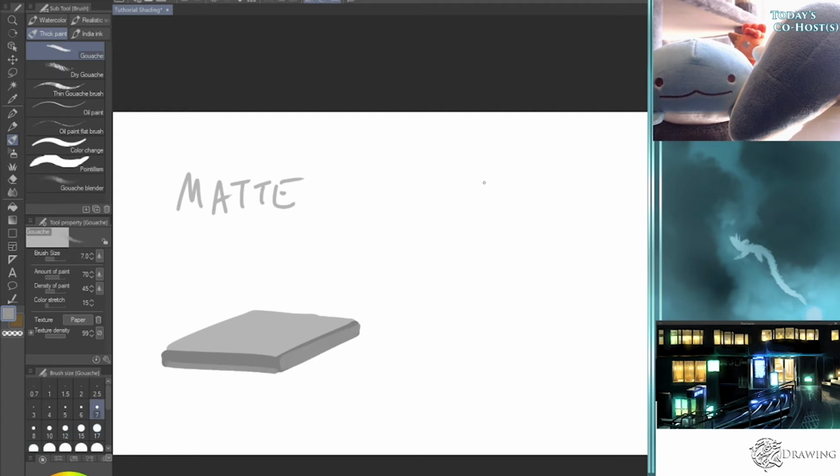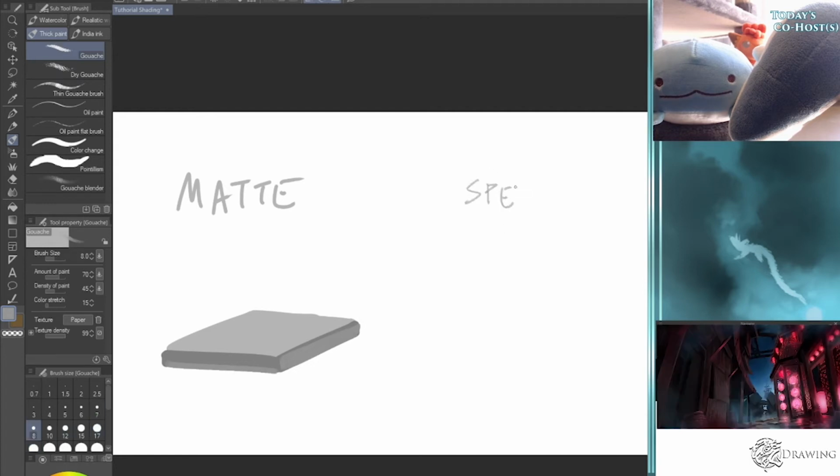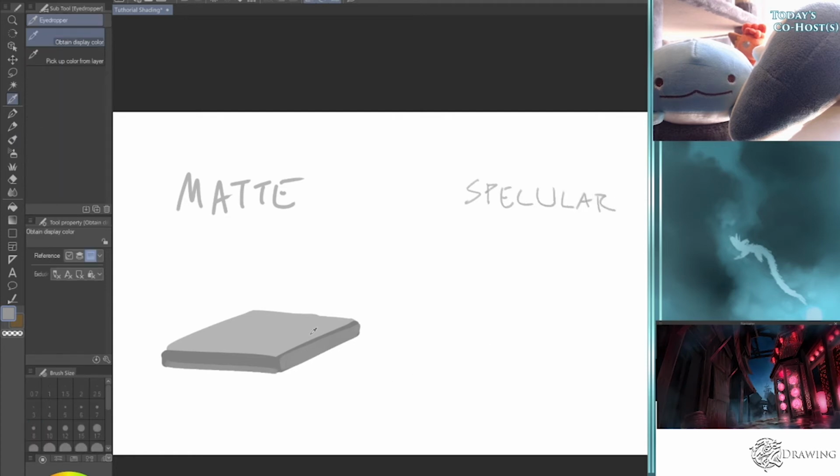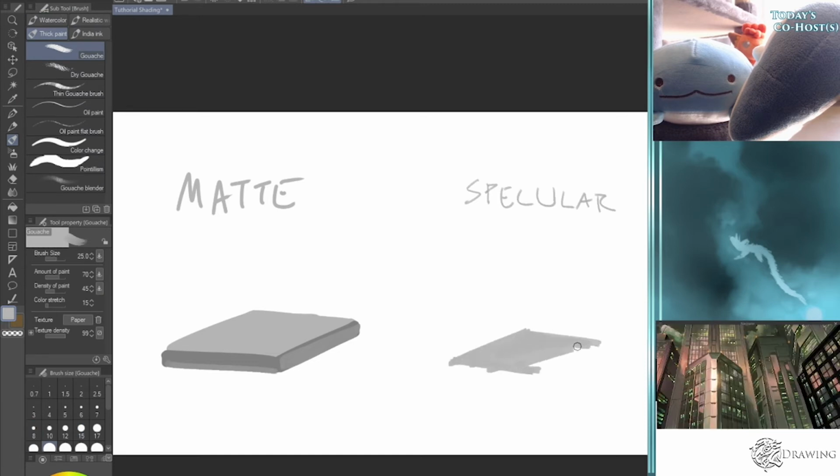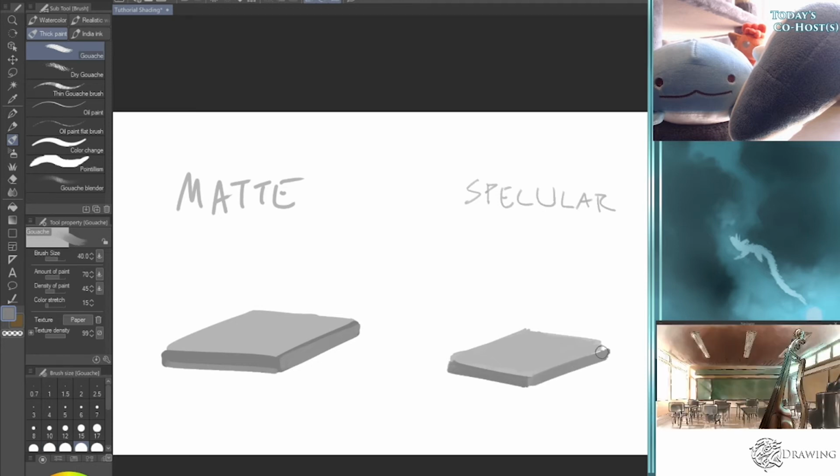Compare that to a specular or reflective object. This object is going to have some kind of a bright highlight whenever it's hit by light directly. This object may start looking the same at first, until, bam! See how much of a difference that makes?